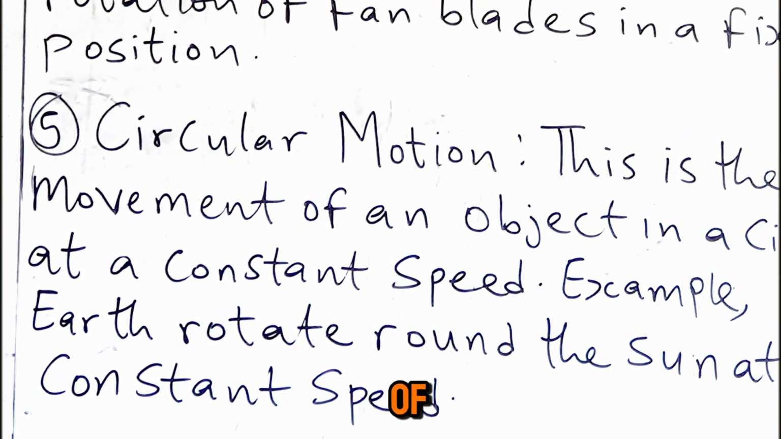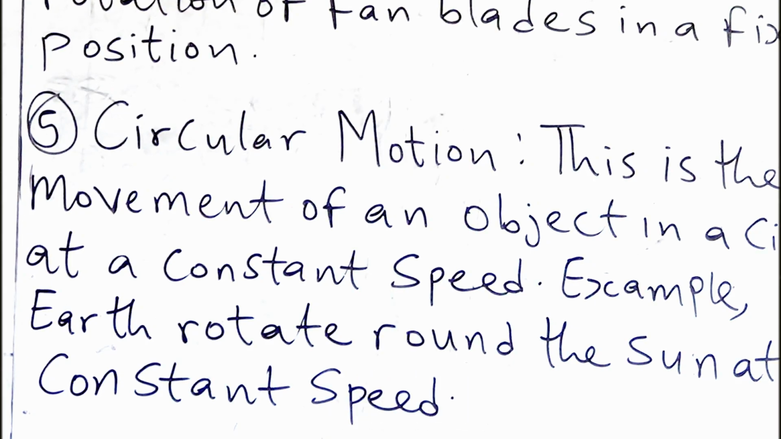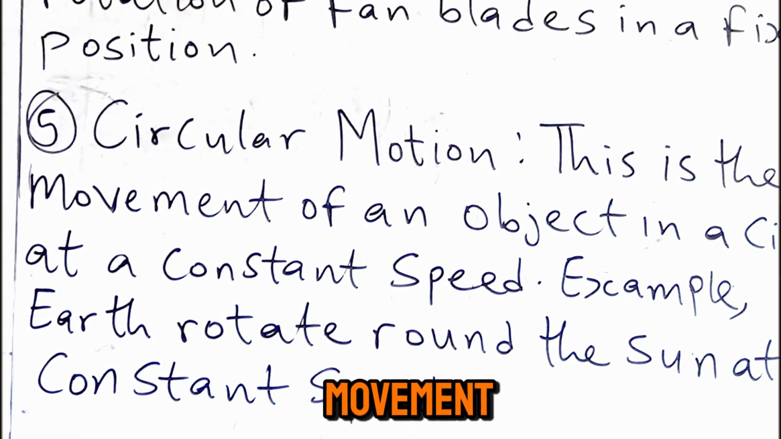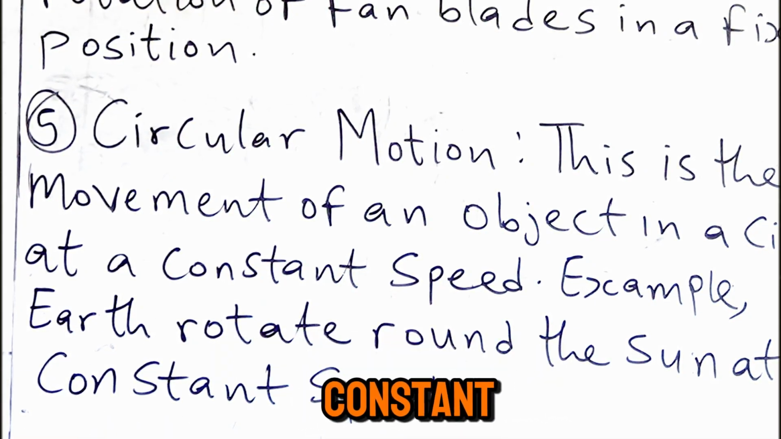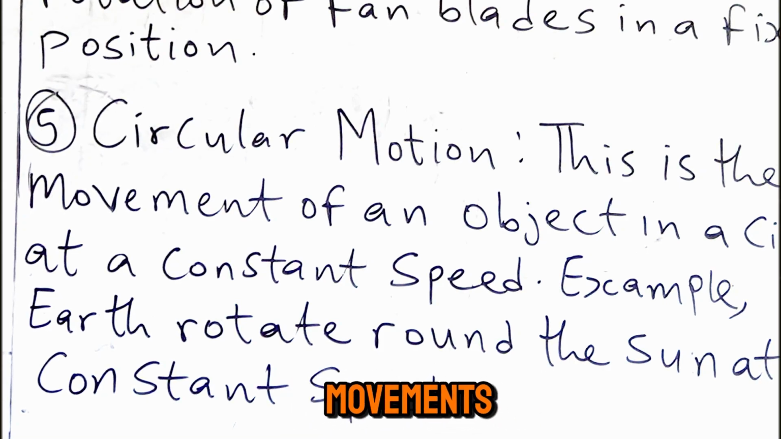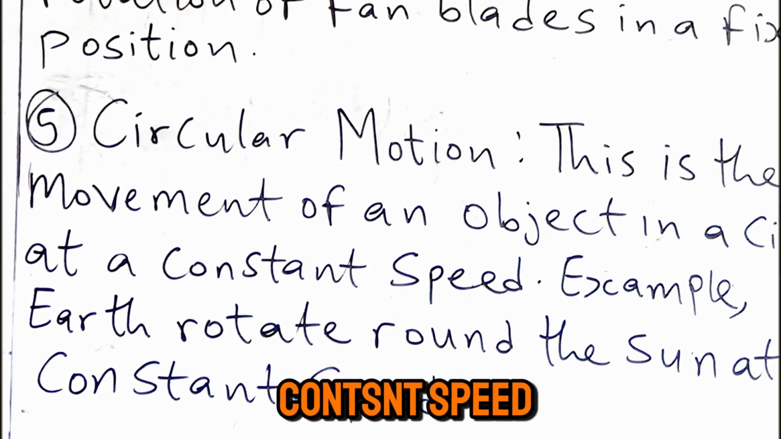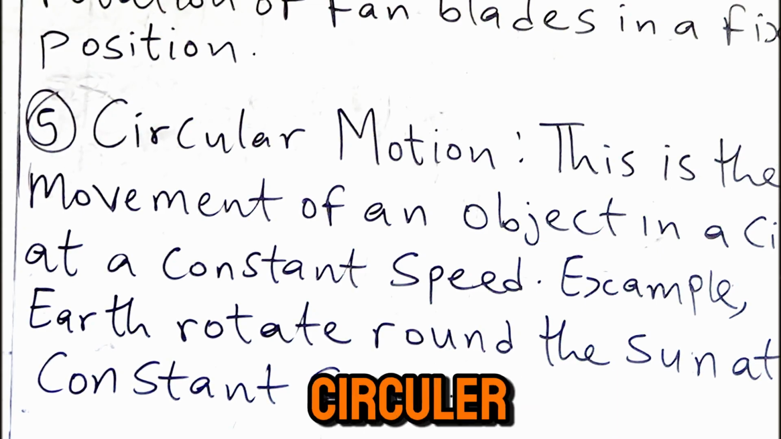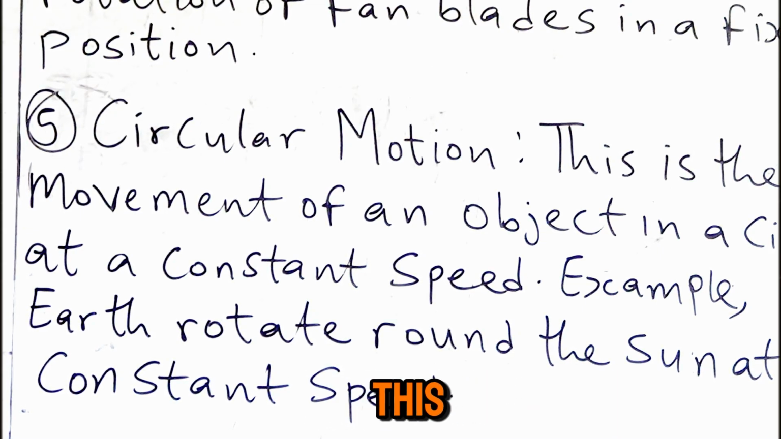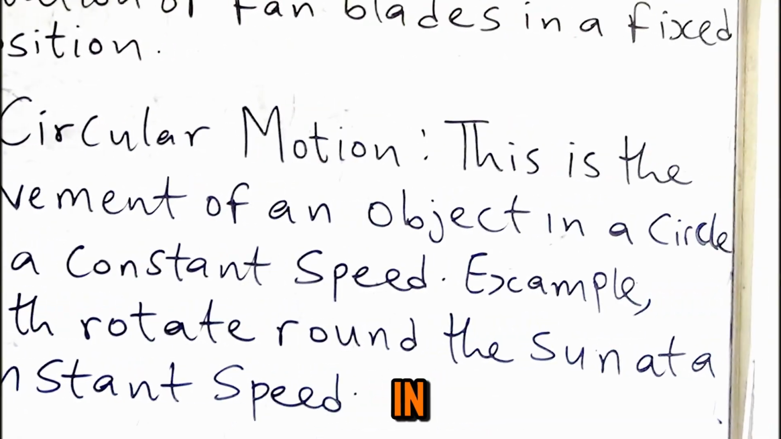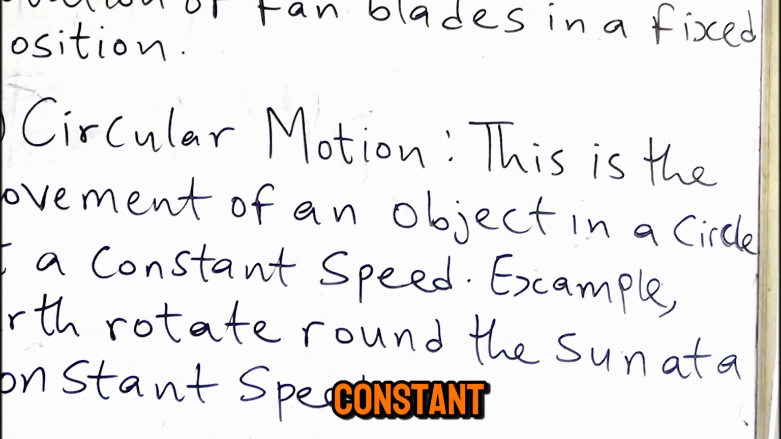This is the movement of an object in a circle at a constant speed. What is circular motion? This is the movement of an object in a circle at a constant speed. Again, this is the movement of an object in a circle at a constant speed.